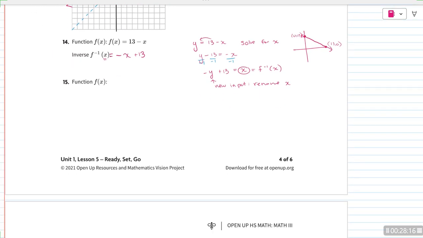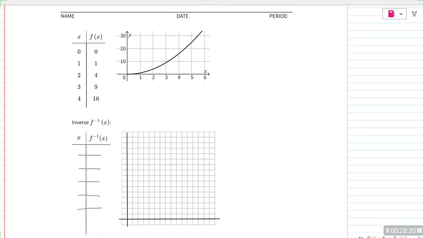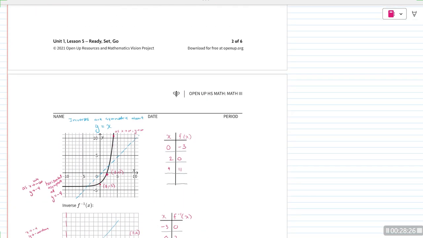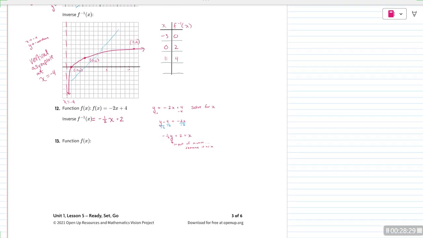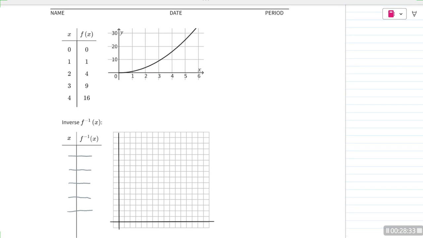Okay, so let's go down to problem 15. So 15 gives us a table and a graph. So very similar to how we did question, which one was it? Question 11. So very similar to how we did question 11, only for 11, we created our own graph. So let's start with the table. We created our own table for that other question.